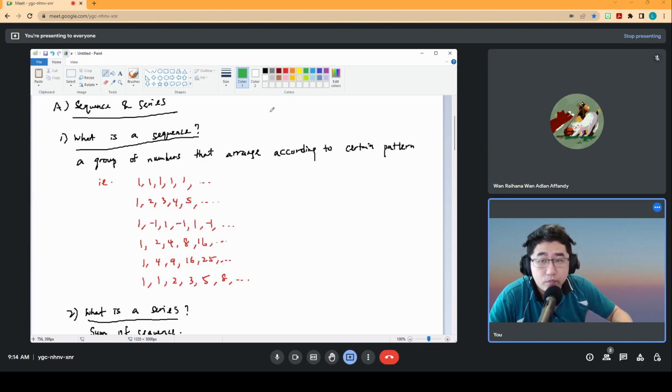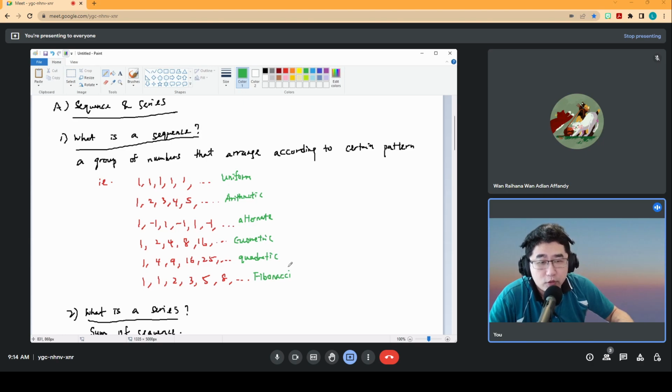So over here, each of these has a name. Okay, this one is uniform. This one is arithmetic. This one is alternate. This is geometric. This is quadratic. This is Fibonacci.